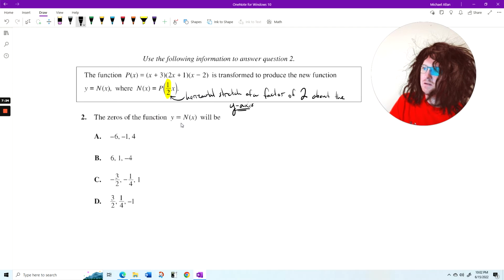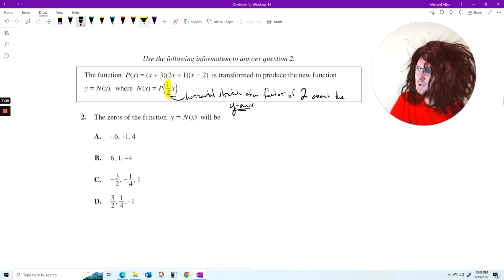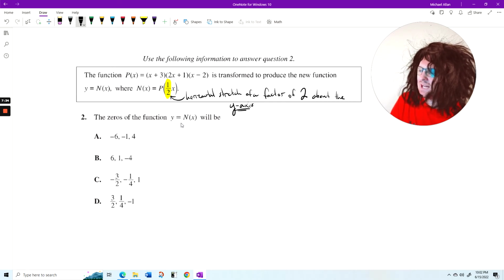Okay, so when you're writing a response, that part is pretty important to some diploma markers, which I don't see why, but that's okay. So we got some zeros. Okay, so right now the zeros of this function, P of x, happen to be, because remember what would make this equal to zero is called a zero, -3, -1/2, and +2. So it's nice to put them in order.